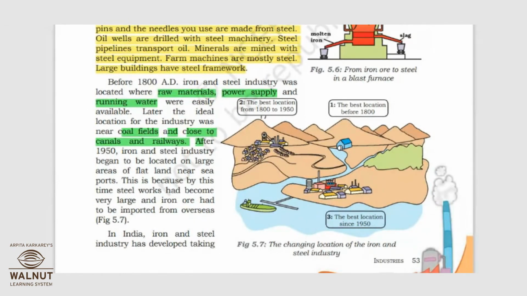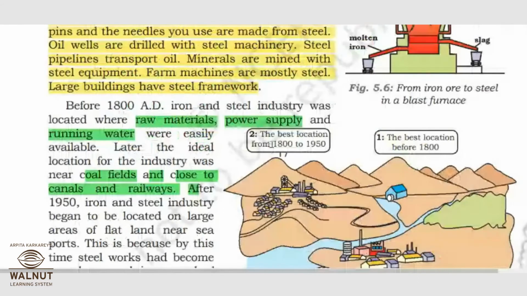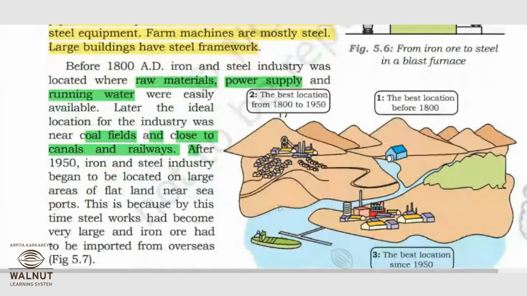canals and railways. Why do you think that was so? Why was it located close to railways and canals, especially railways? Ma'am, so that they can get water to cool down. Okay, and near coal fields and railways.